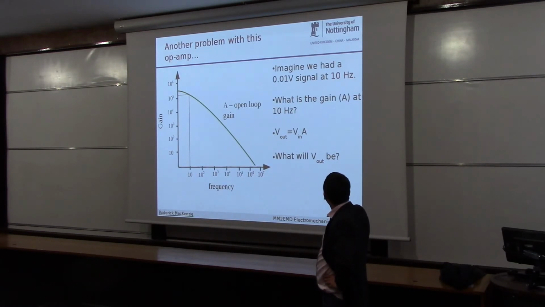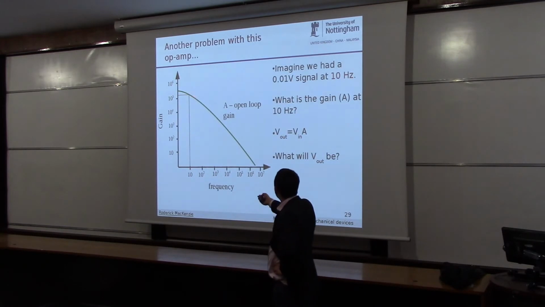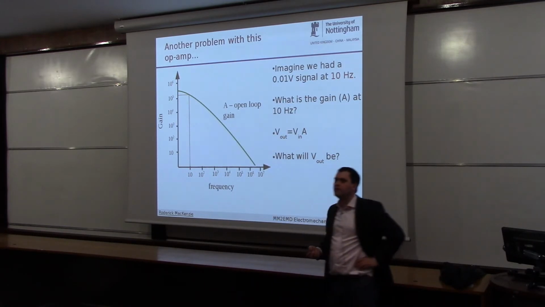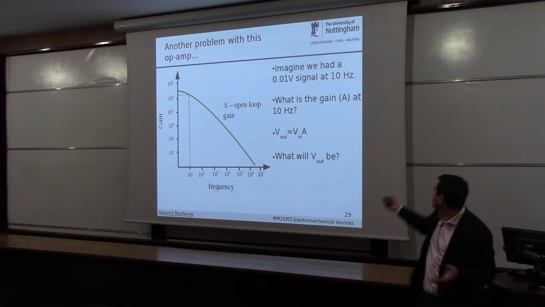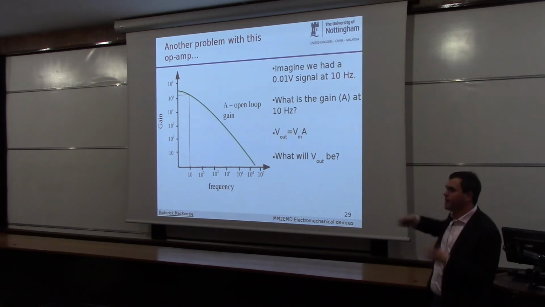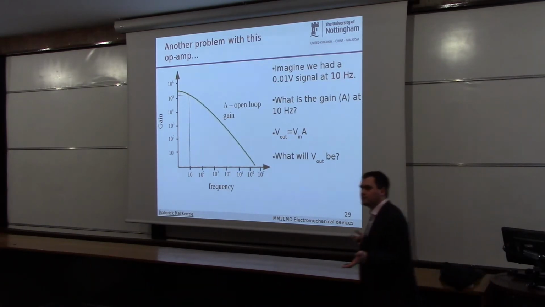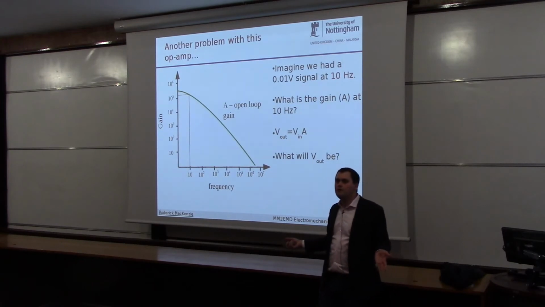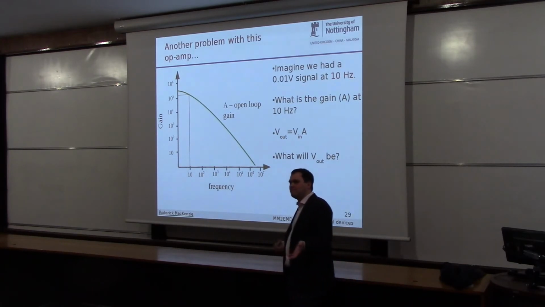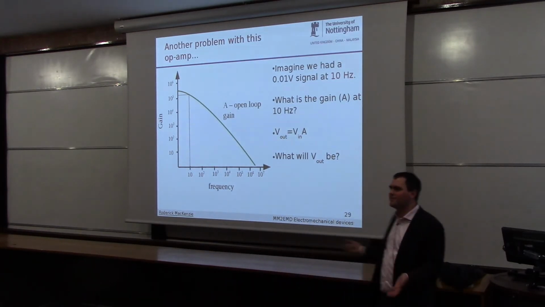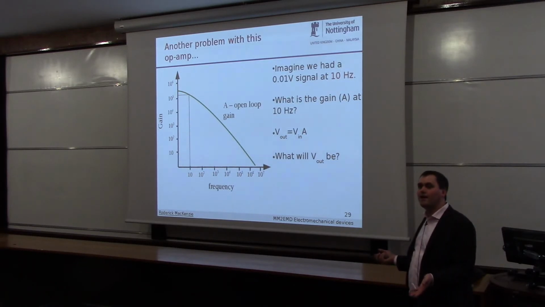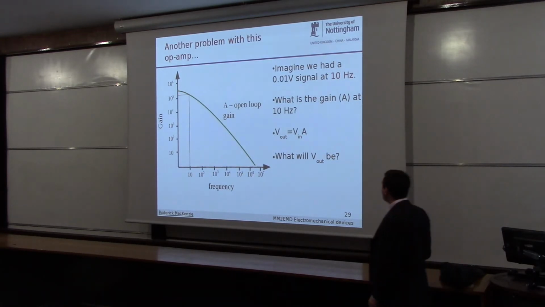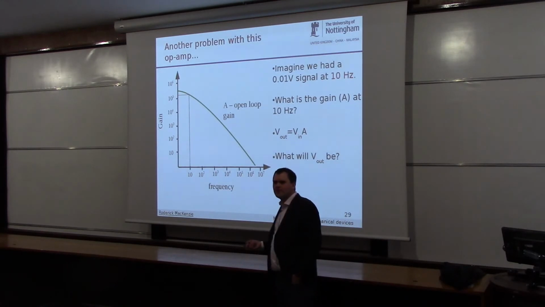So how much would my voice be amplified if it had a 10 hertz component in it? We've got an input signal of 0.01 volts. What would the output voltage be? 0.01 times 10 to the 5, what voltage have we got in the output? What do you think? Guess. You multiply, 1,000. Yeah. Now, 1,000 volts out of this amplifier.